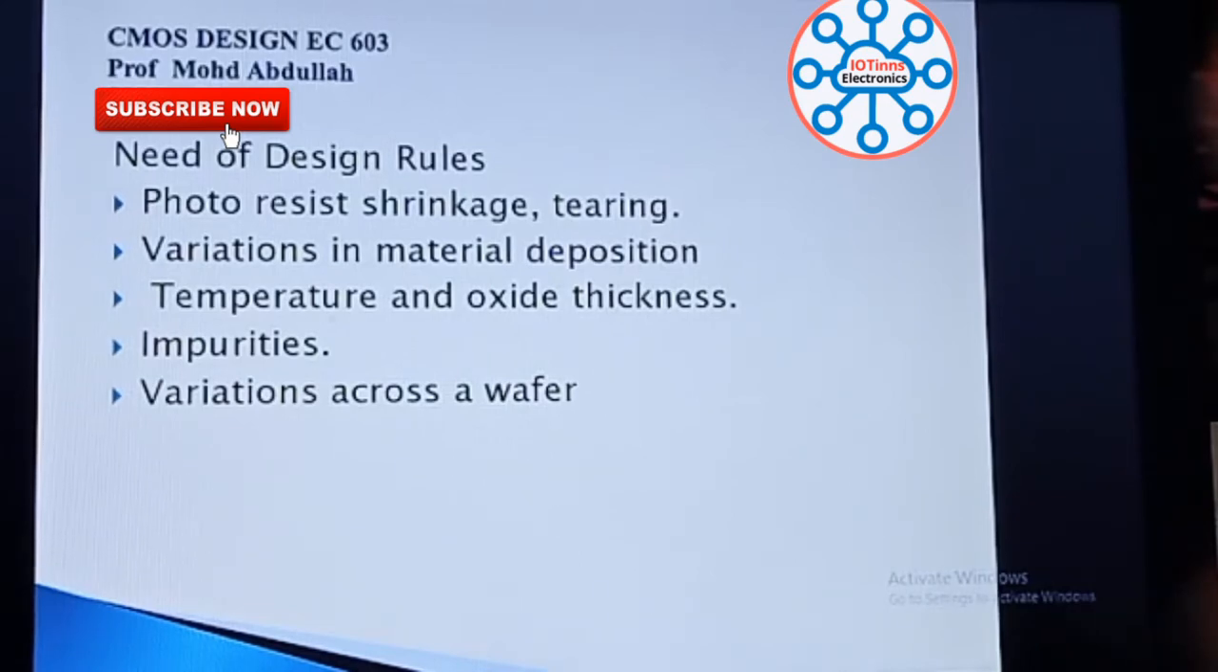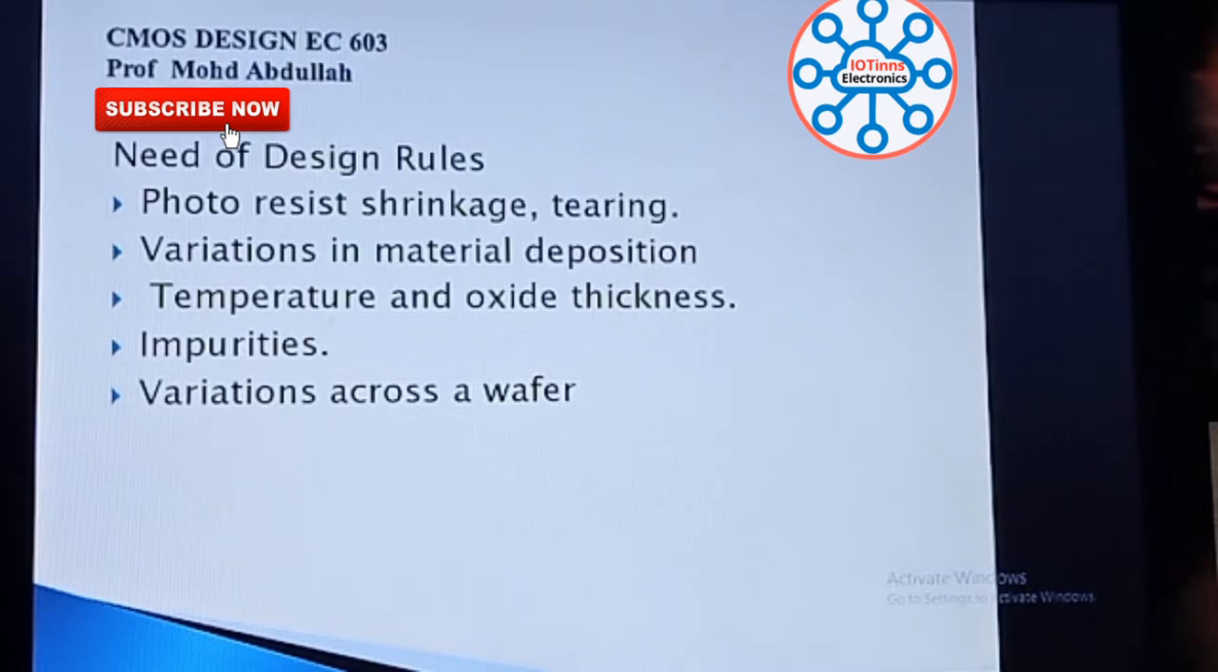The factors are the photoresist shrinkage and the tearing. Photoresist means that on the oxidation layer, we are providing a cream for the ionization of the oxide surface. If there is a change in the thickness of the photoresist, then the ionization area can be increased, which can lead to the loss of power dissipation from the circuit.